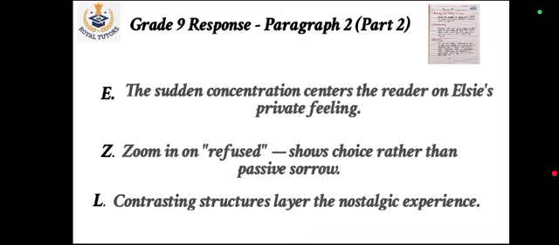Now for the analysis: the sudden concentration centres the reader on Elsie's private feeling. Now we zoomed in on refused, and it shows choice rather than passive sorrow. Now linking back to the point, contrasting structure layers the nostalgic experience.